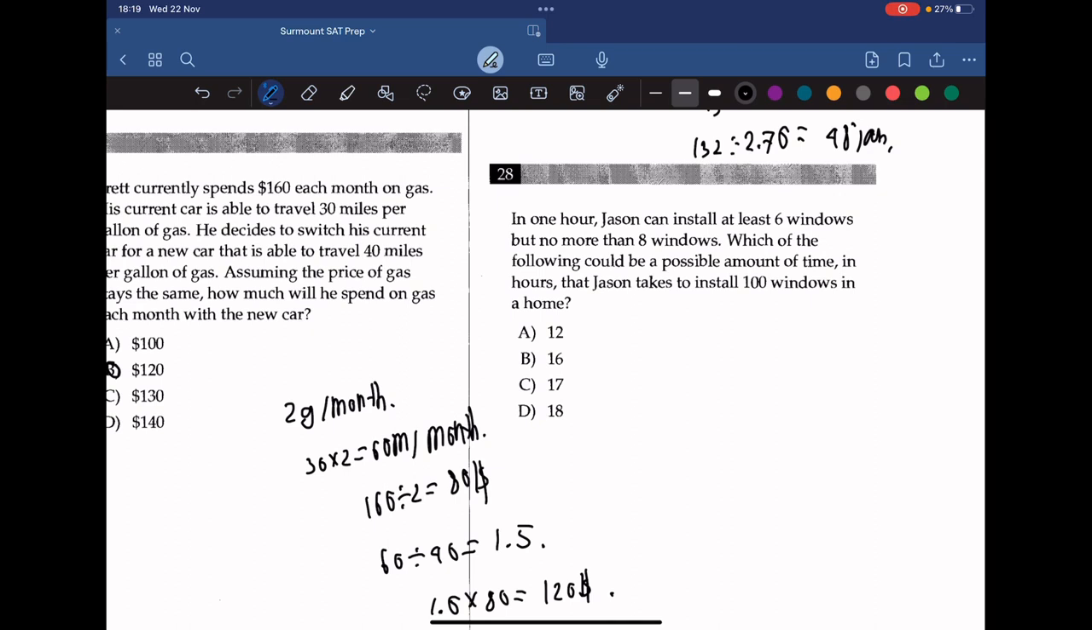So if Jason works at his slowest pace, it will take him 100 divided by 6, which is 16.67 hours. Working at the fastest pace, he would take 100 divided by 8, which is 12.5. So the correct answer should be the number that is in between 12.5 and 16.67, which in this case can only be B.